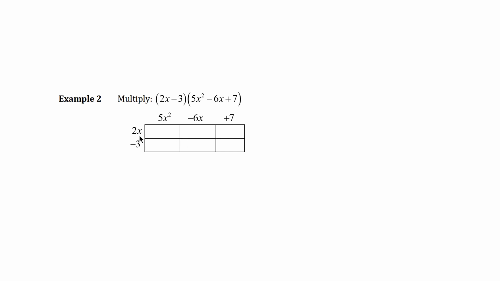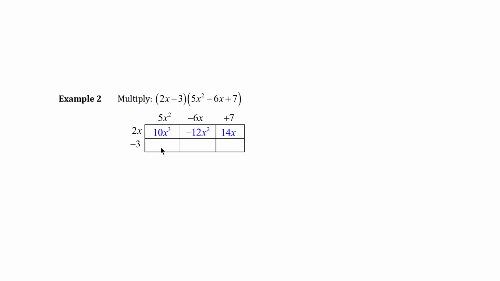On the first row, we have 2x. The second row, we have minus 3. On the first column, we have 5x squared. The second column is negative 6x, and the last column is plus 7. When we do the multiplication, we just multiply the first row by each of the columns. Starting with 2x and 5x squared, we get 10x cubed. 2x times negative 6x is negative 12x squared. 2x times 7 is 14x.